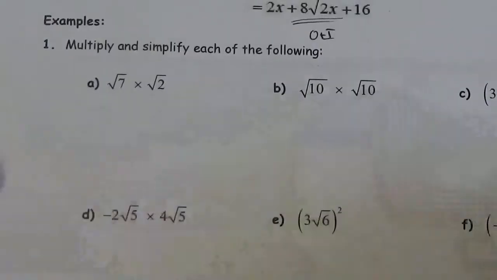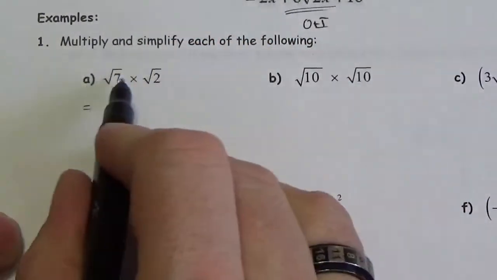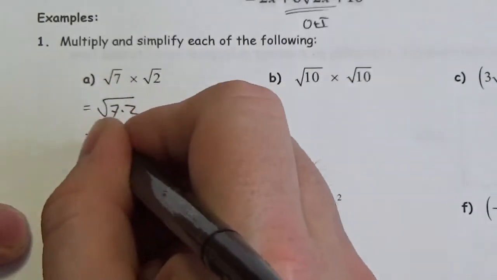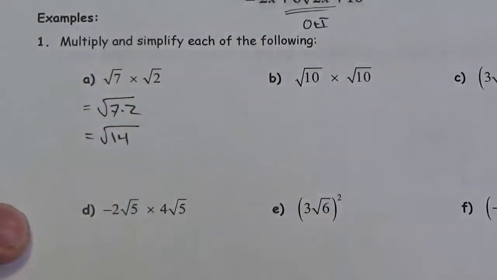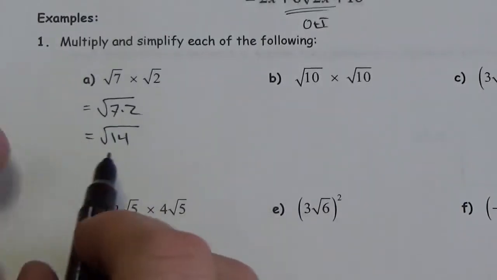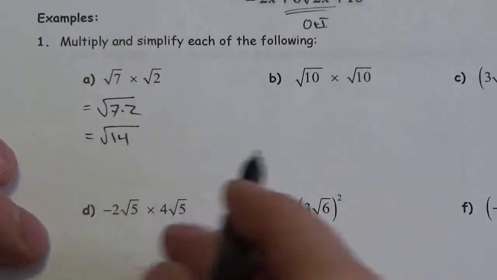Okay, so this question simply asks us to multiply each pair of radicals together. Root 7 times root 2 will be root 7 times 2, or the square root of 14. And because this 14 doesn't have any repeated factors, that's as good as it's going to get.